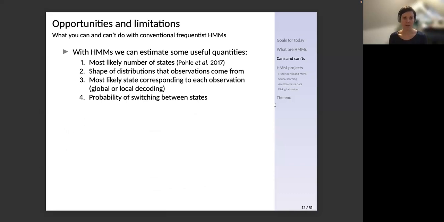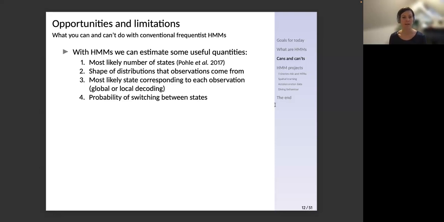So as with any method, there are opportunities and there are limitations. So here are some things that you can and can't do with HMMs. With HMMs, you can estimate some really useful quantities that help you learn about your animal movement. For example, the most likely number of states.